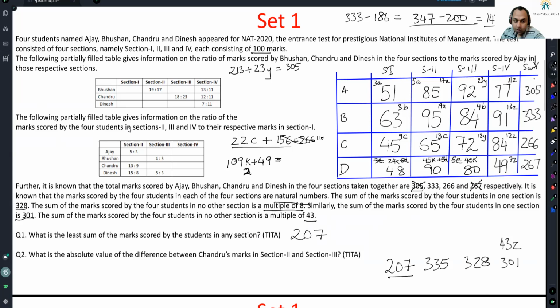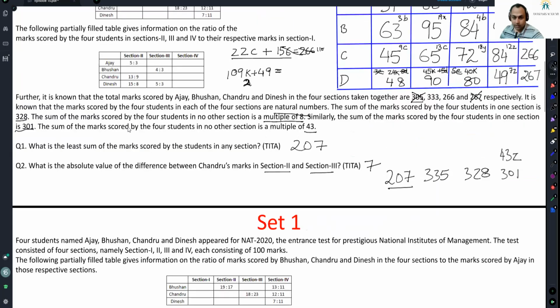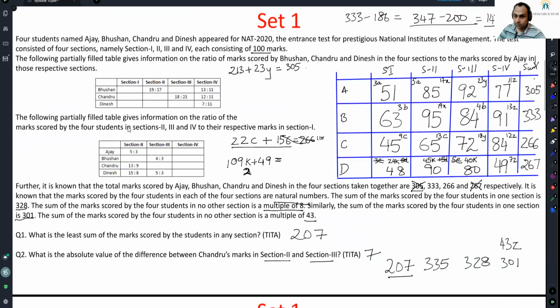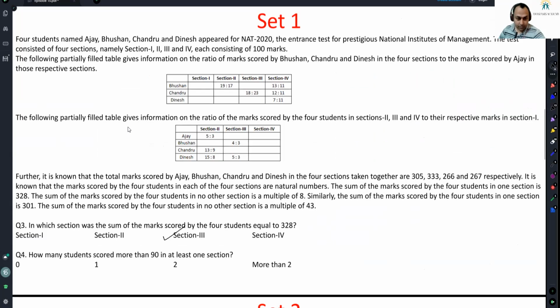What is the absolute value of the difference between Chandru's marks in section 2 and section 3? Chandru in section 2 has 65, in section 3 has 72. So 72 minus 65 will be 7. In which section was the sum of the marks scored by the 4 students equal to 328? It was in section 3.